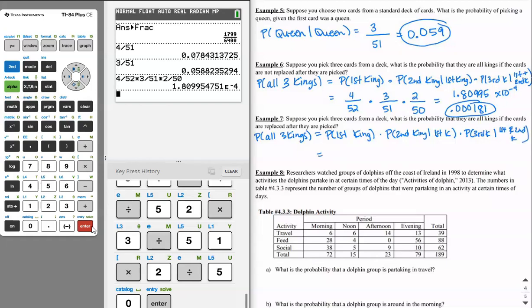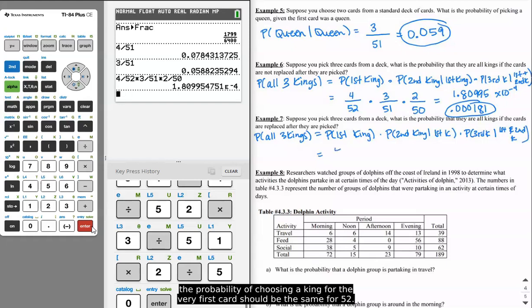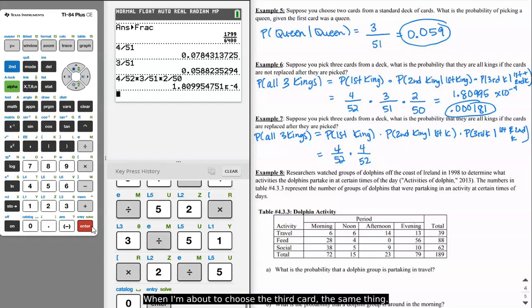Okay, so the probability of choosing a king for the very first card should be the same, 4 out of 52. So the idea with this one, since it's being replaced, is we choose the king, look at the card, and then we put it back in the deck. So when I'm about to choose the second card, I still have 52 cards to choose from, and I still have 4 kings in my deck. Because I just looked at it, I didn't actually take it out of my deck. And when I'm about to choose the third card, the same thing. I still have all my 52 cards, and all my 4 kings in there.